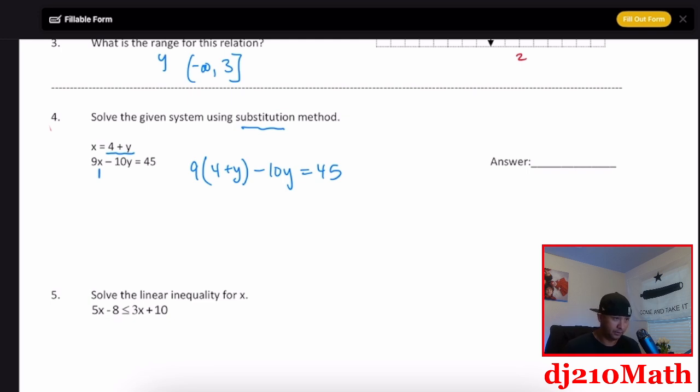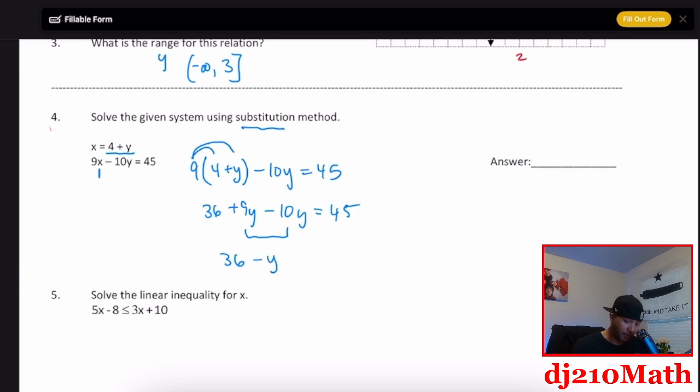And now we're just in algebra 1, one variable. We're solving for y. So we have to distribute into the parentheses. 9 times 4 is 36. 9 times y minus 10y is equal to 45. Combining like terms, we get 36 minus y, since 9 minus 10 is -1, equal to 45. And then solving for y, minus 36, minus 36.